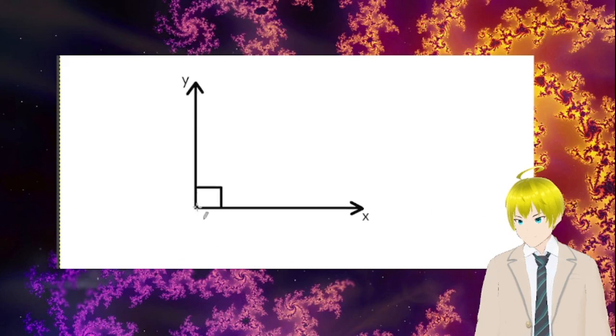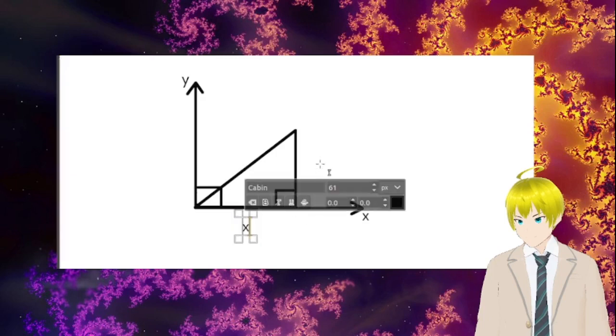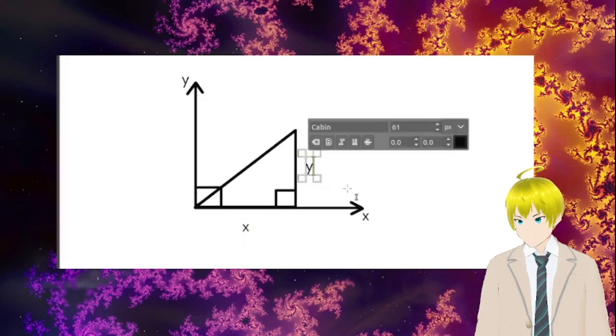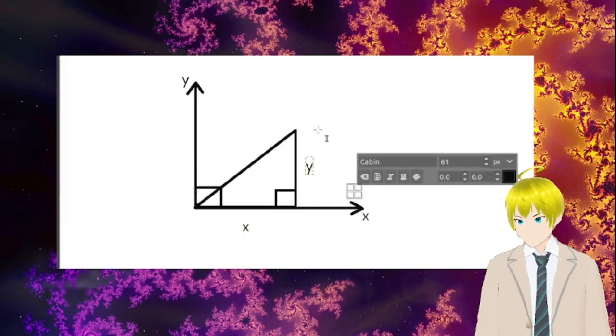So on this coordinate system, I have an x coordinate and a y coordinate. And a line to the center would look like a right triangle. So if I wanted to know my distance from the center in terms of my coordinates, x and y, I would need to know something about right triangles.